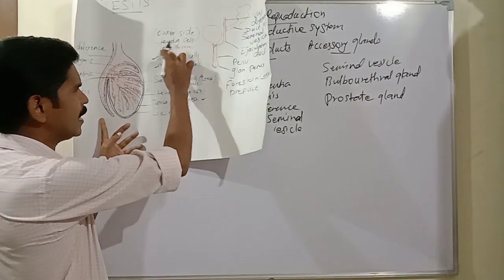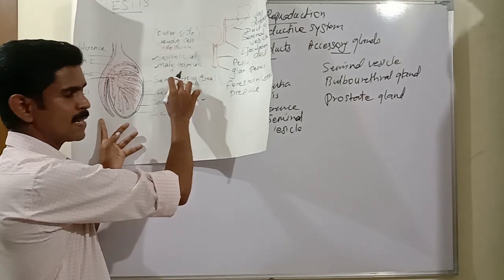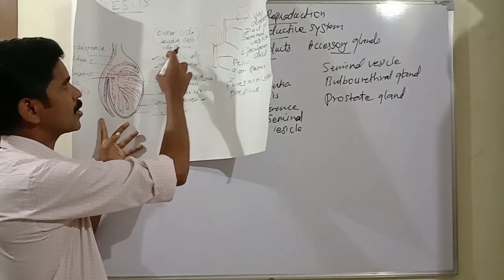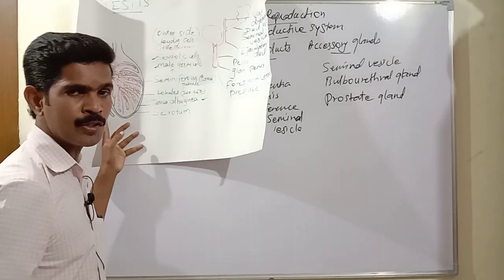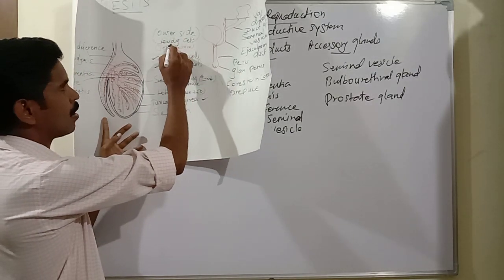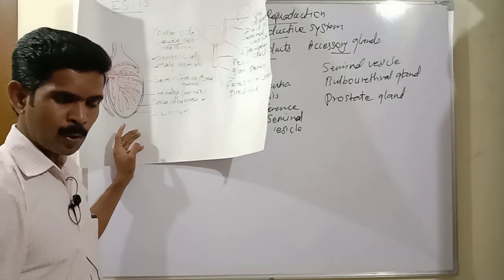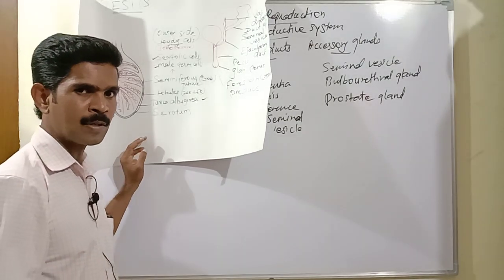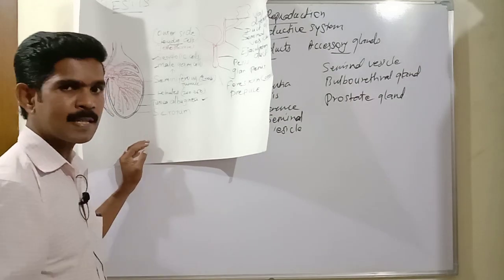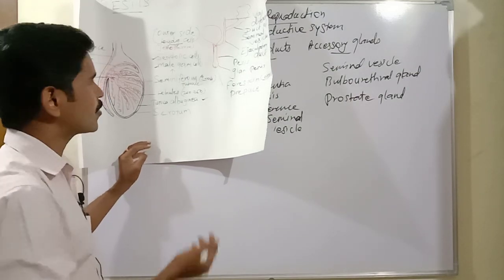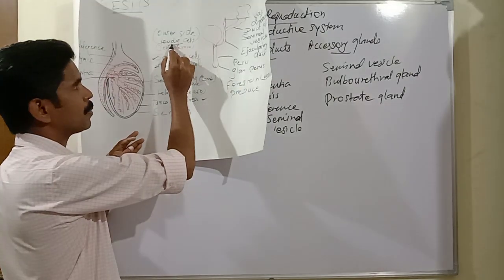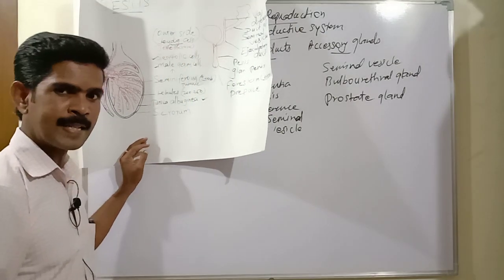So these two cells are present inside the seminiferous tubule. Then the outer surface of the seminiferous tubule is also covered by a connective tissue. This connective tissue is made up of a special type of cells called Leydig cells. So inside the seminiferous tubule, two cells are there: Sertoli cells and male germ cells. The outer surface of the seminiferous tubule is a connective tissue, consisting of Leydig cells.